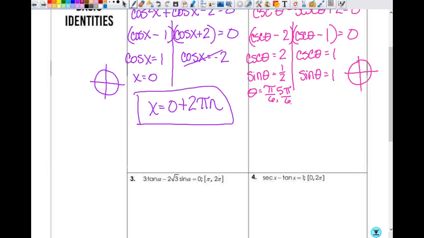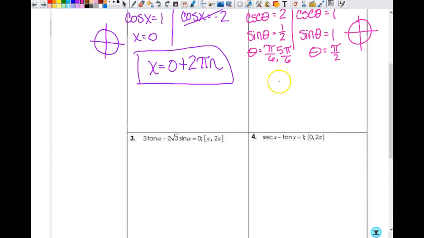When is sine 1? At pi halves. Good. Okay. So those are my 3 answers. Now I just have to put them in order. So theta is equal to pi over 6, pi over 2, and 5 pi over 6.